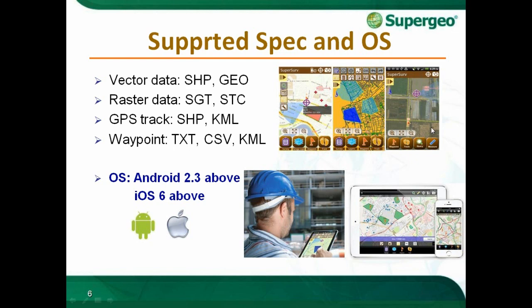You can see this is a nice data display here. As for GPS tracks, both shapefile and KML formats are supported. For waypoints, we support different kinds of text formats. If you are using a Samsung phone, HTC, or different tablets, including ruggedized tablets for Android, as long as it's Android 2.3 or above, Android 4 also included, it can support SuperSurv. For iOS, either iPad or iPhone, no matter the color, iOS 6 or above is supported.